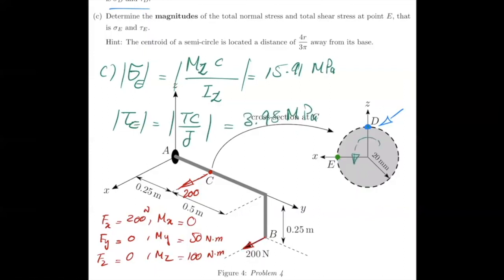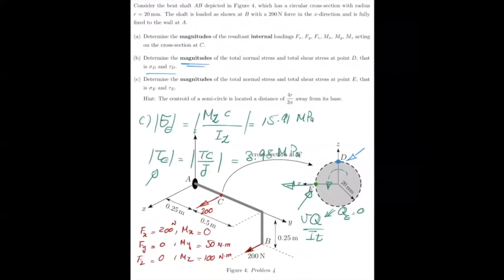But due to the VQ over It, for point E, you would get 0 because the force here is in this direction. So Q is 0. It's exactly the point on top of the cross section when you look at that. So for point E, Q is 0, and therefore you don't get additional shear stress at point E. You just get 3.98 megapascal. Yeah, that's that. That's also the answer to this question.